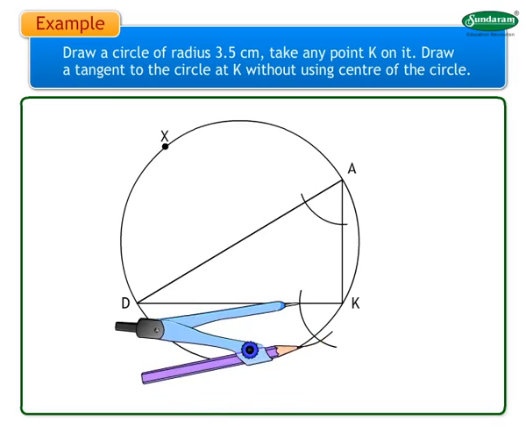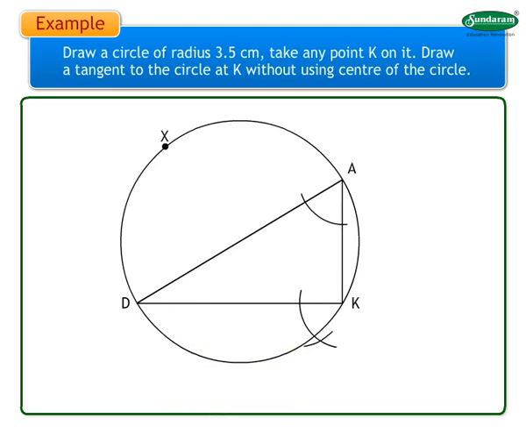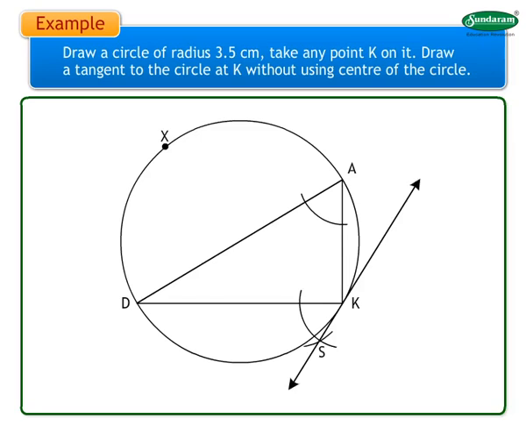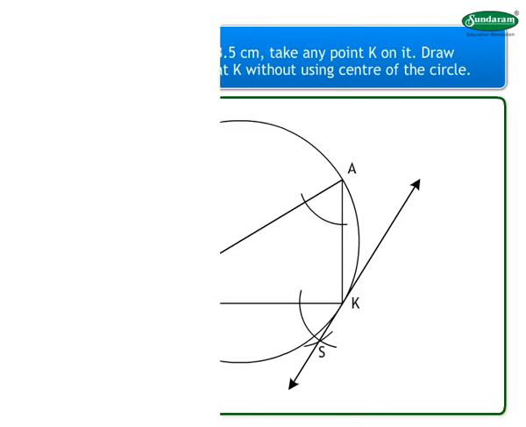Now, cut the arc drawn from vertex K, taking the measure of arc of angle DAK. At this point of intersection of arcs, draw ray KS, extend it to form line KS. The line containing ray KS is the tangent to the given circle.